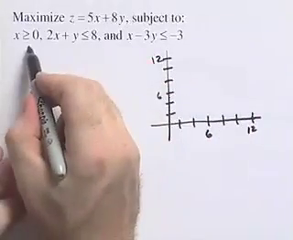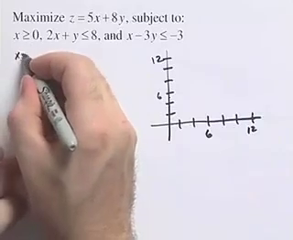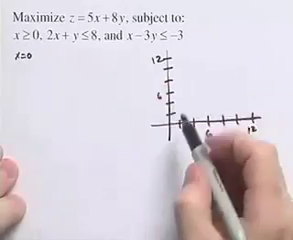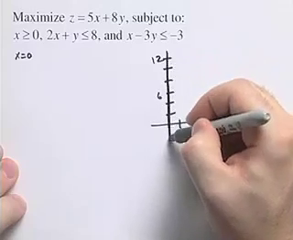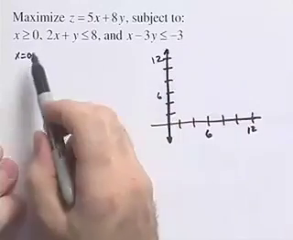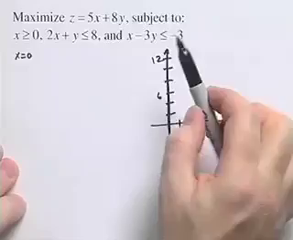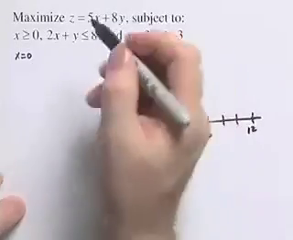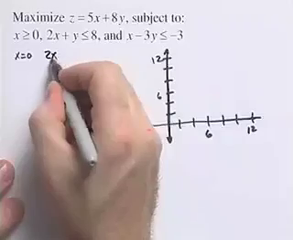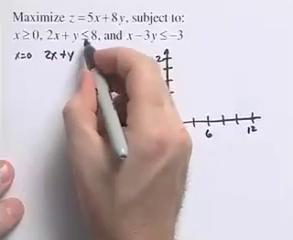So here we have x greater than or equal to 0. If we consider the equation x equal to 0, x equal to 0 is the y-axis. We want x to be greater than or equal to 0, so that puts us over here to the right. Look at our next inequality, 2x plus y is less than or equal to 8.